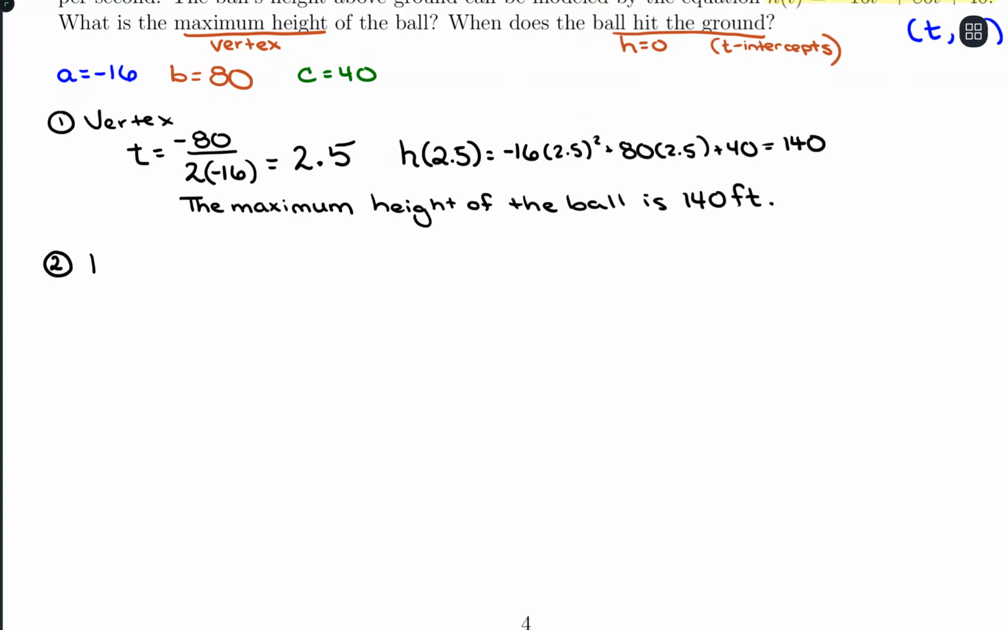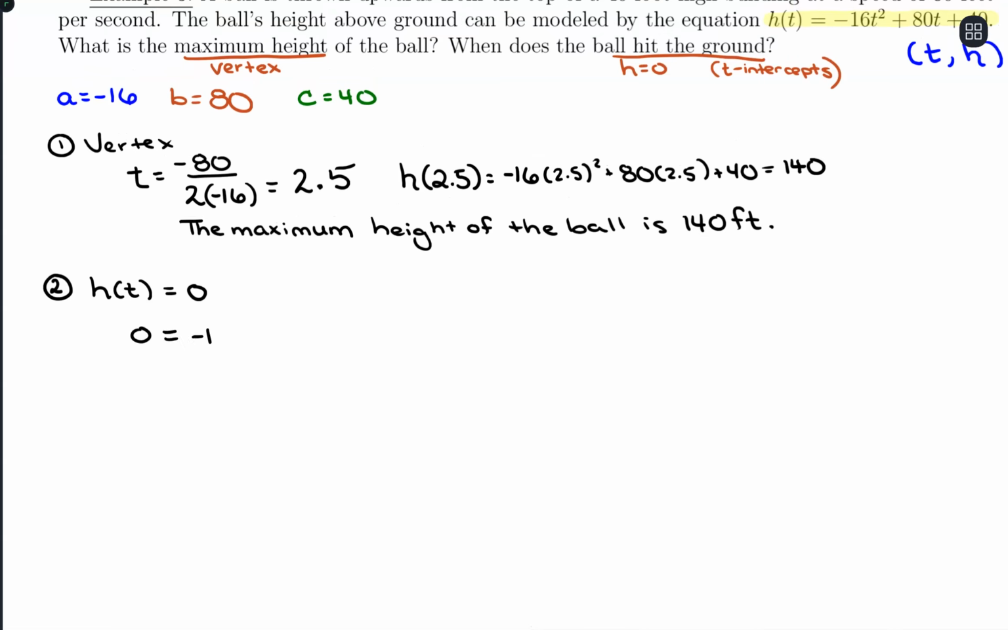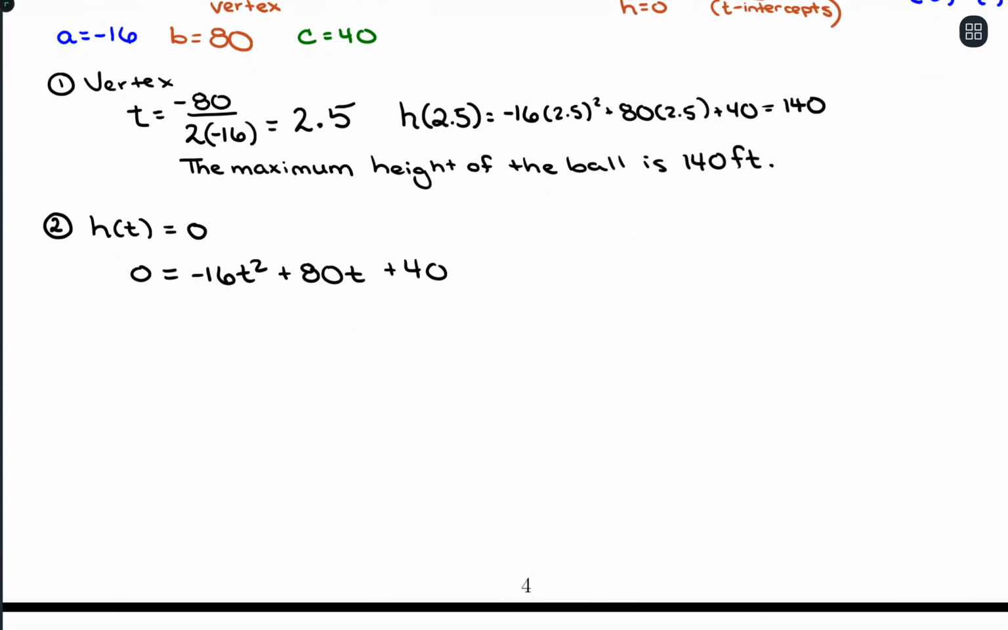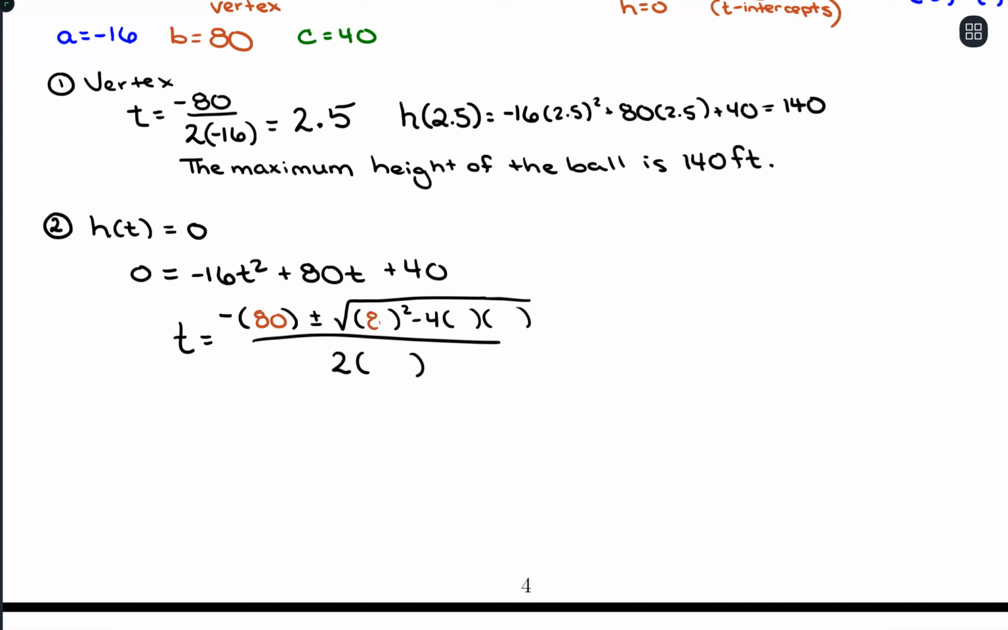Okay, our next piece: when does the ball hit the ground? We want to see where h of t equals 0. So we're solving 0 equals negative 16t squared plus 80t plus 40. What we're going to do here is use the quadratic formula. t equals negative b plus or minus the square root of b squared minus 4ac, all over 2a, and then we plug in our values. Negative 80 plus or minus the square root of 80 squared minus 4 times negative 16 times 40, all over 2 times negative 16.